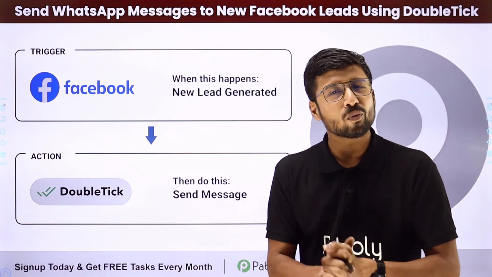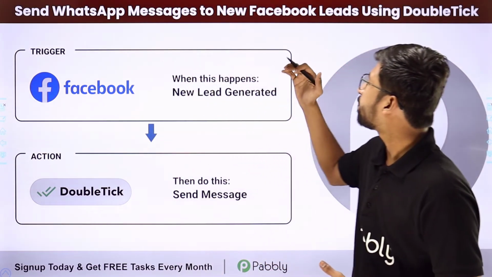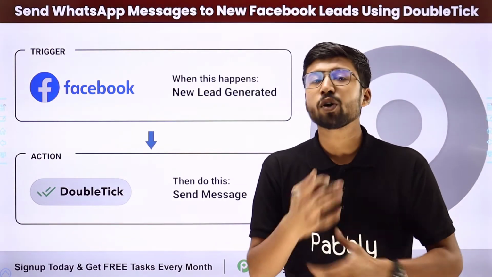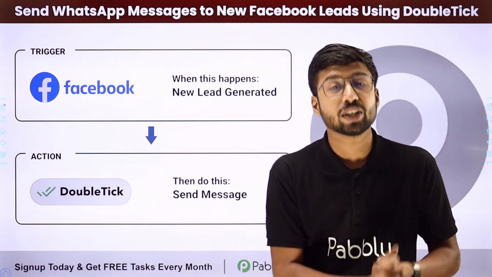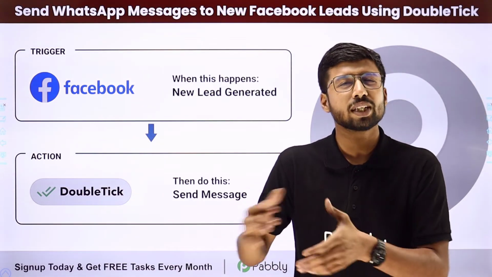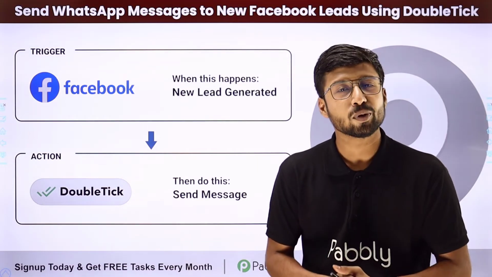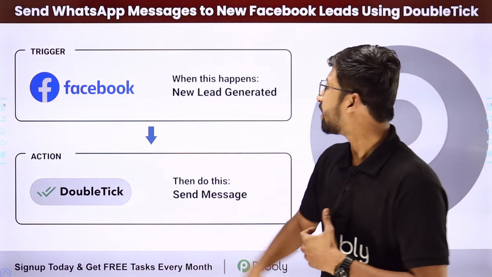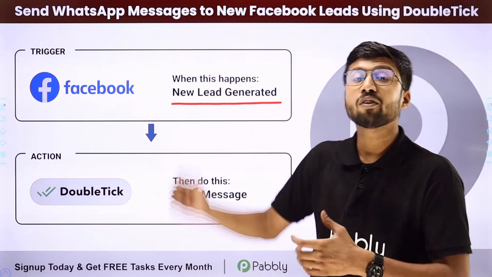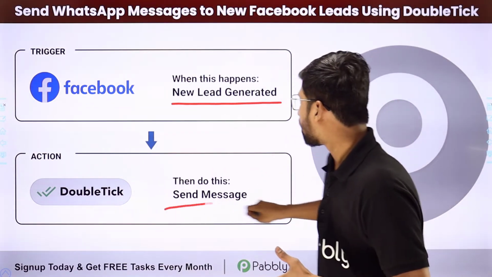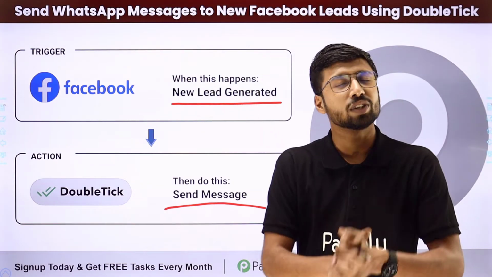So today in this video, we are going to learn how to send WhatsApp messages to new Facebook leads using DoubleTick. Now suppose, guys, you're running some Facebook lead ads to generate new leads and to nurture them, you want to send them a WhatsApp message using DoubleTick. This automation is going to help you a lot. Using this automation, whenever a new lead is generated in a Facebook lead ads campaign, you can automatically send a WhatsApp message to the same lead using DoubleTick to nurture them.